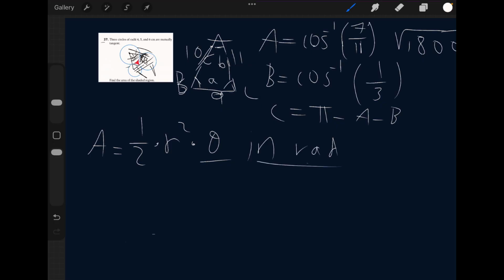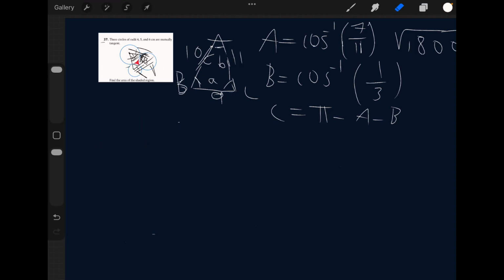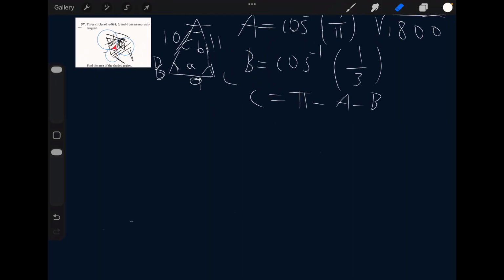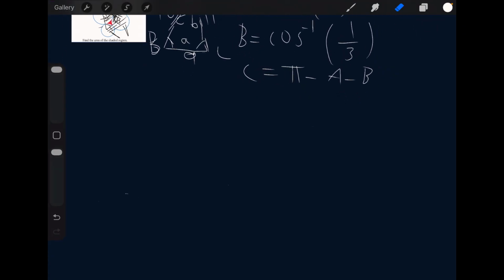Okay, so we can now use these formulas and the fact that we have the radii of the different circles to find the areas. And then we just have to subtract those from the square root of 1800. Okay, so moving on, we have the first circle being of radius 4.